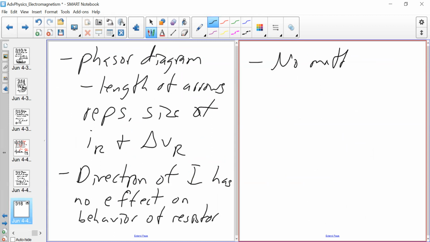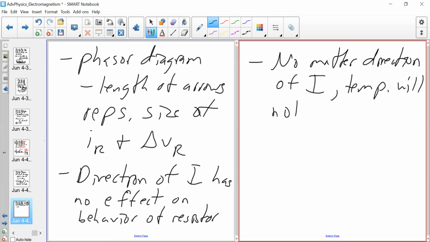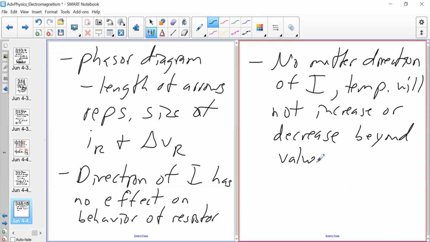So no matter the direction of the current, the temperature will not increase or decrease beyond the value. Basically, the temperature is going to be proportional to the current. If the current maintains, and it does, time averages out to be zero, and there's not going to be any increase in the magnitude itself, the temperature is not going to increase or decrease beyond the value of I. So we're basically looking at T as a function of I. It's proportional.